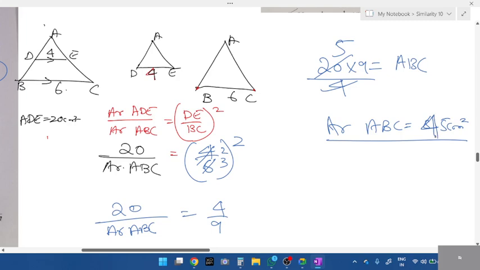Just because area was given, I didn't use that half length and full length concept. Area is totally different. So split the diagram into two parts and complete it.